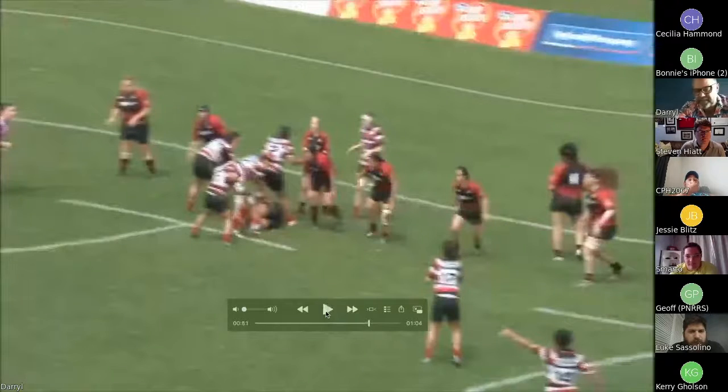If you see number 14 down in the bottom right-hand corner, send a message and it has to go the other way.